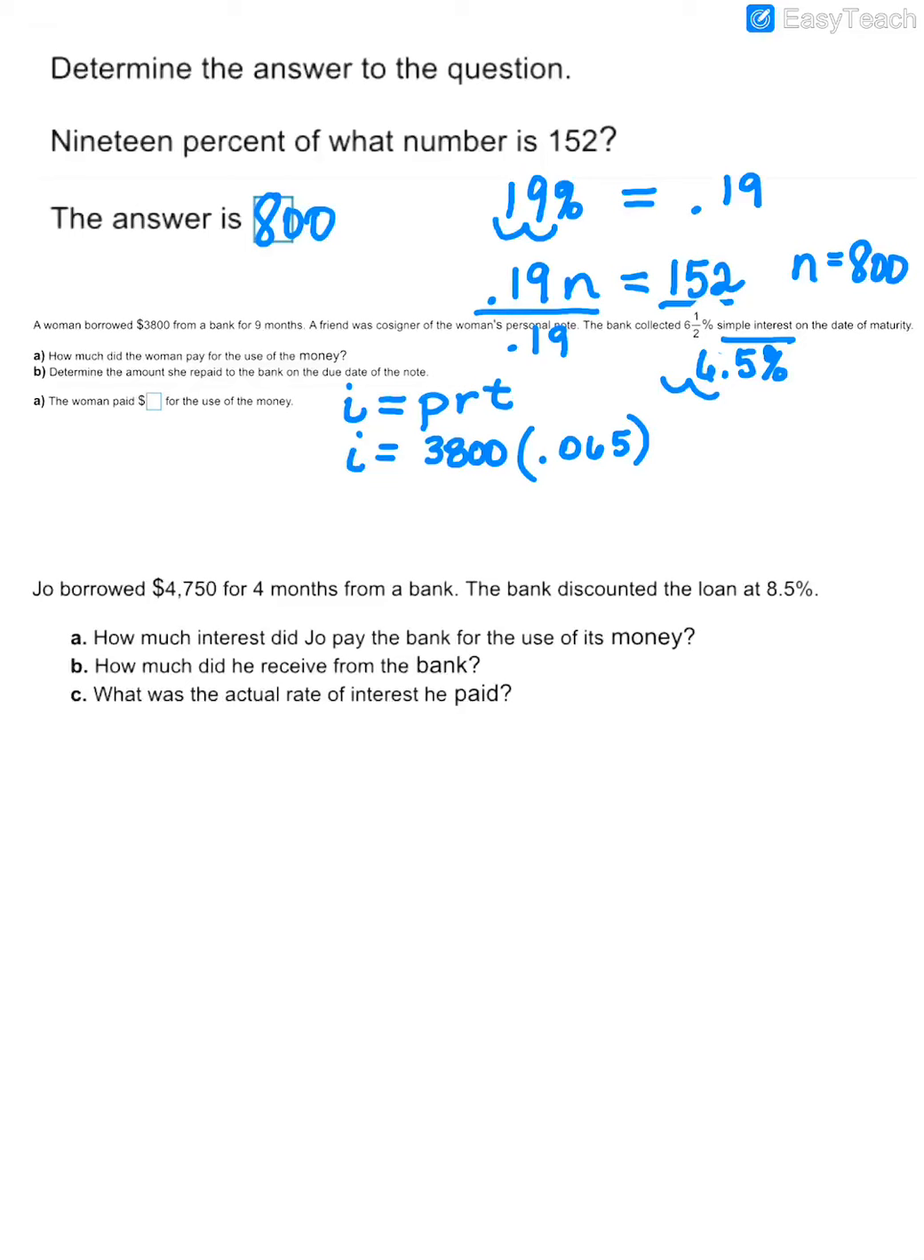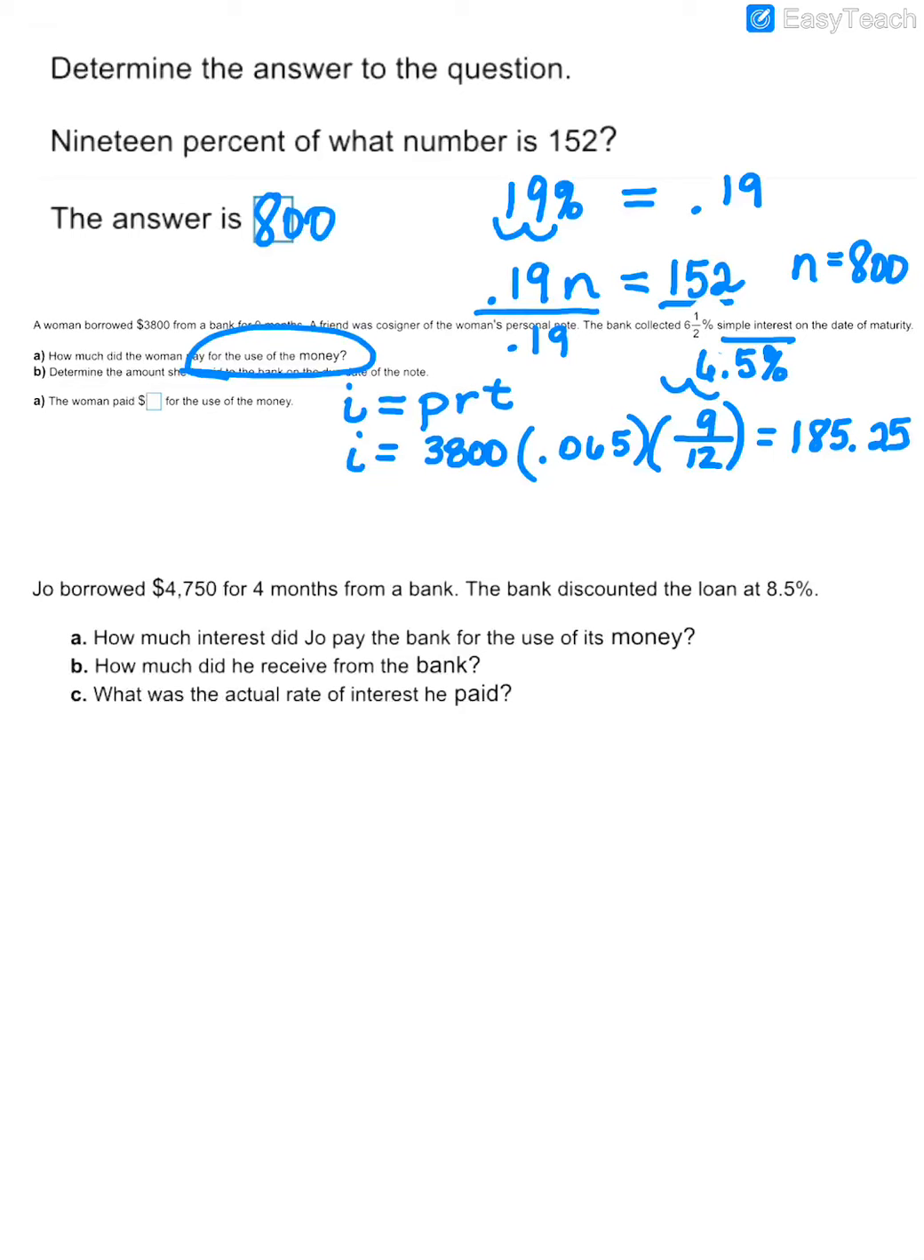Now, we always want to express time in terms of years unless they tell us something differently about the interest rate. Typically, your interest rate is a yearly rate. So if she borrowed it for 9 months, that's out of 12 months in a year. So our time is 9 divided by 12. Then you're going to just punch that out on your calculator: 3,800 times 0.065 times 9 divided by 12. And what we see is that she would have paid $185.25 in interest.